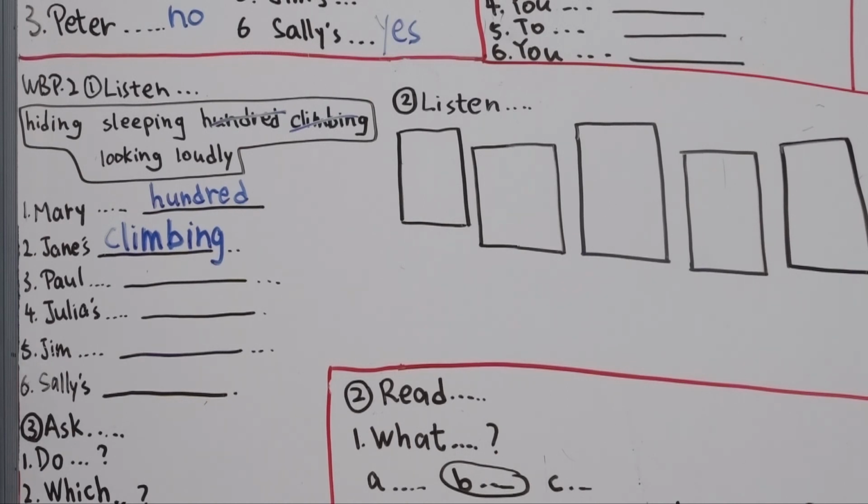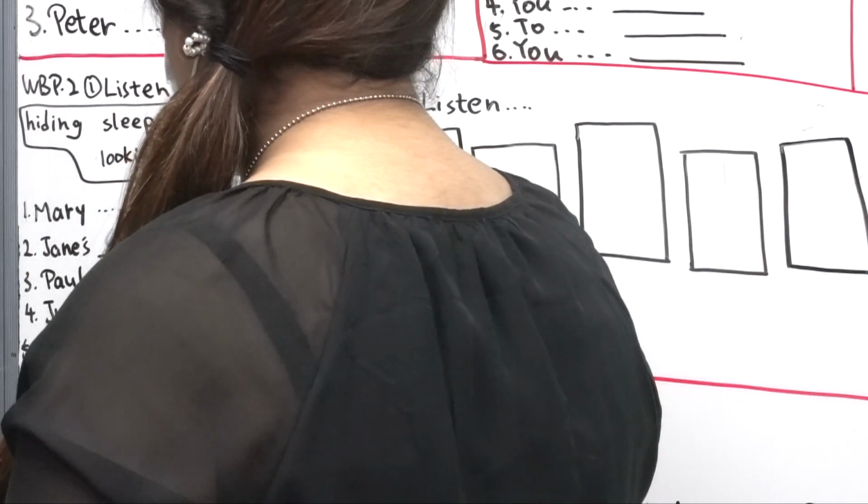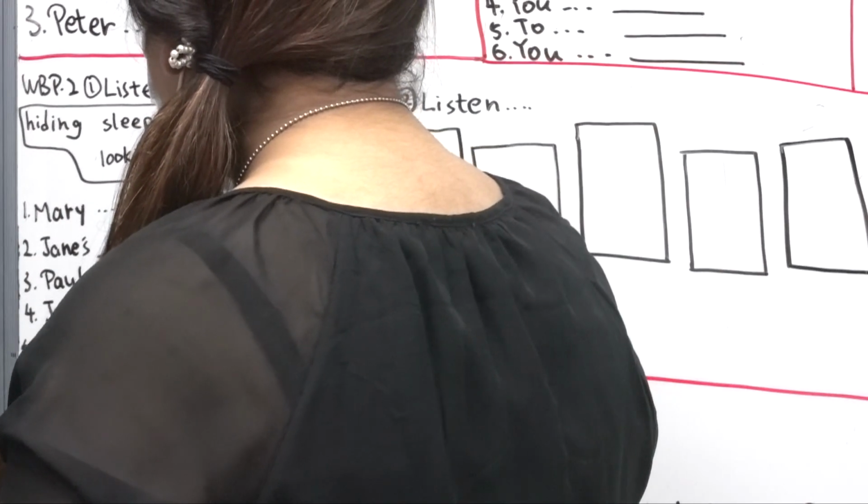All right, next one for you is Paul and Peter are space behind the bikes. Hiding, sleeping, looking, what do you think? Hiding, right? They are hiding behind the bikes, if you listen to it carefully.